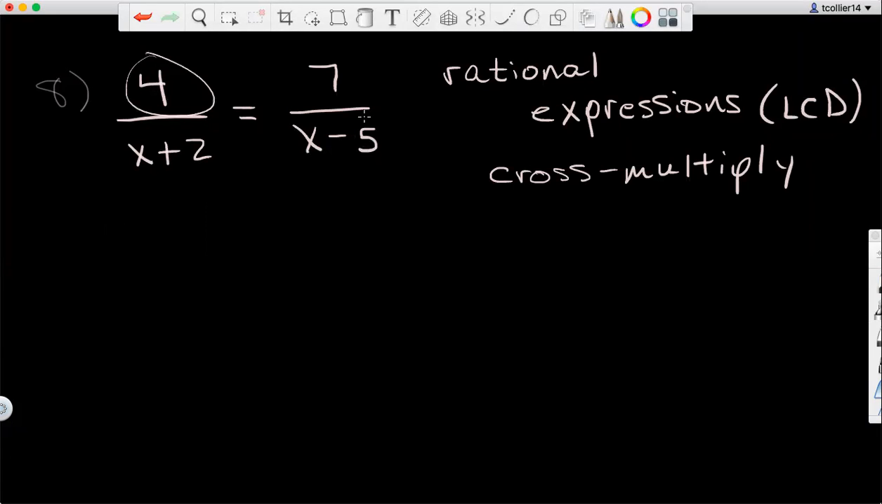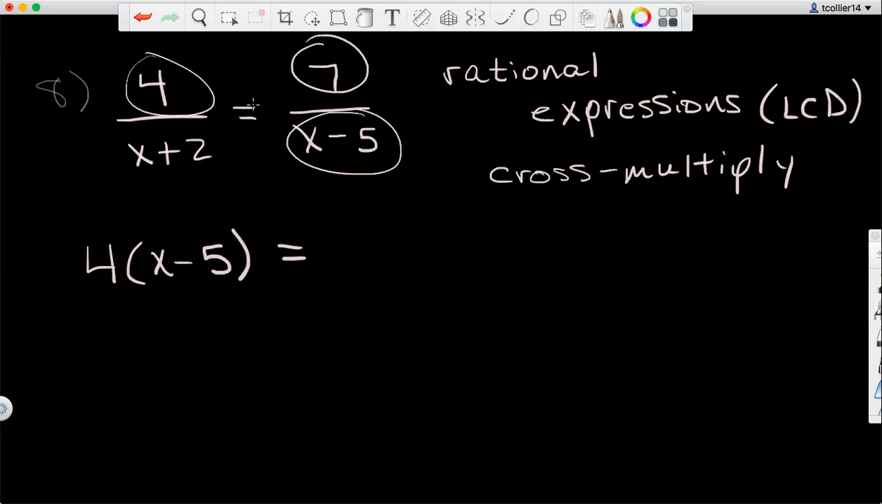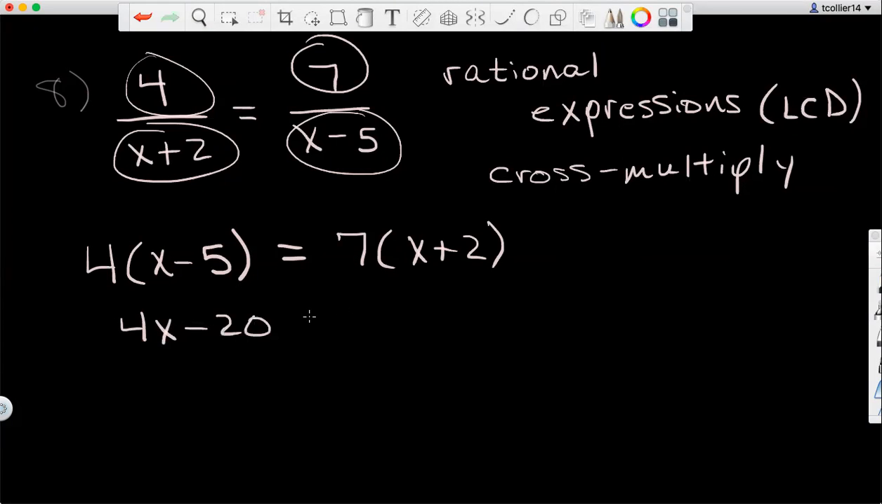But the 4 is going to get multiplied by the x minus 5. And I'm going to set that equal to the 7 being multiplied by the x plus 2. So 7 times x plus 2. So now I can just distribute. 4 times everything is going to give me 4x minus 20. Over here, I'm going to get 7x plus 14. And then I just go from there.